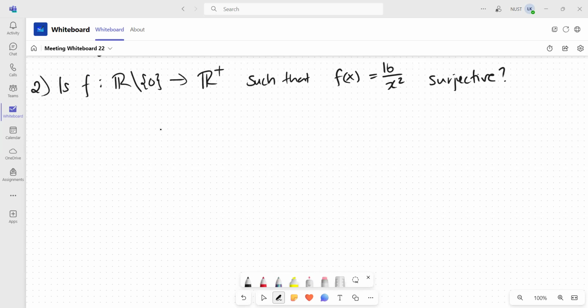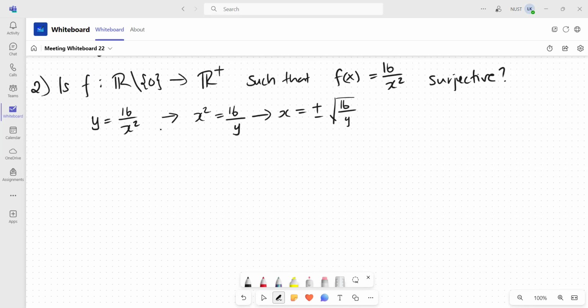So we find the range. So we say y is equal to 16 over x squared. Then this means that x squared is equal to 16 over y, and then x is equal to plus minus the square root of 16 over y. All right. Now we look at what are the values that y can take.